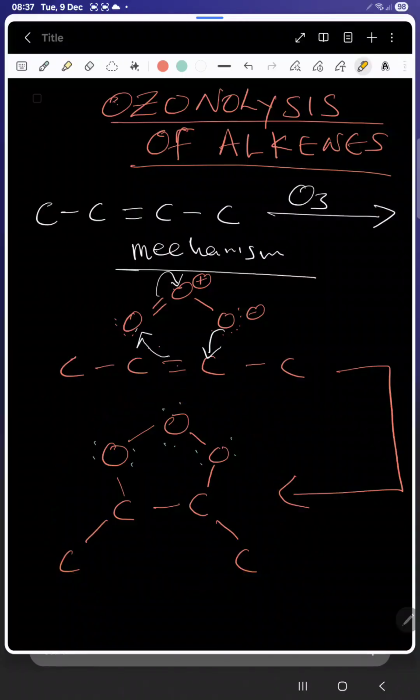This molecule formed here is unstable monoxide. It's very, very unstable, such that if you leave it like that, it can cause serious damage to the environment. So what we are going to do is what we call a cyclic rearrangement, or cyclic attack.